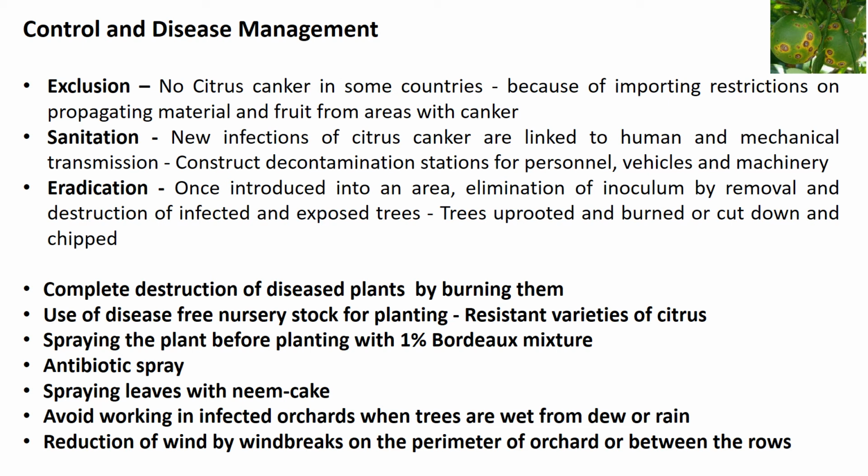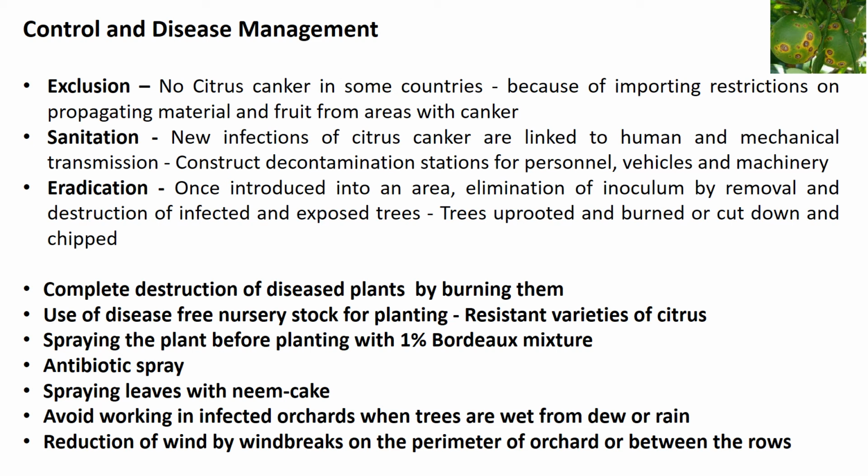So, for the control and disease management, complete destruction of the diseased plants has to be done by burning them. Disease-free nursery stock should be used for planting. Also, if available, it would be better to use resistant varieties of citrus.